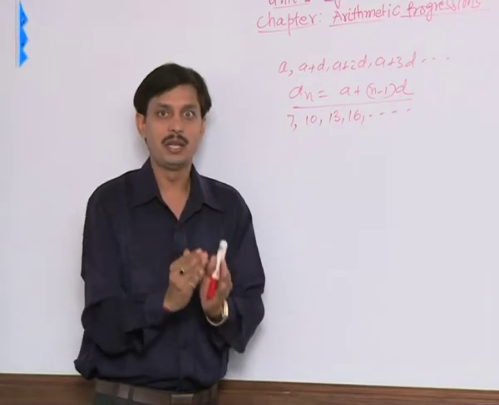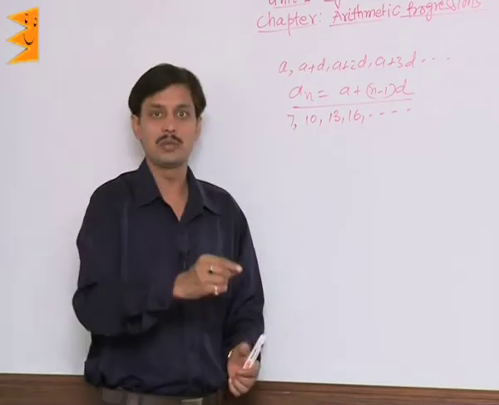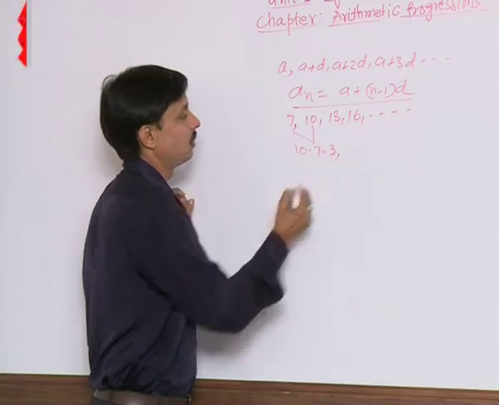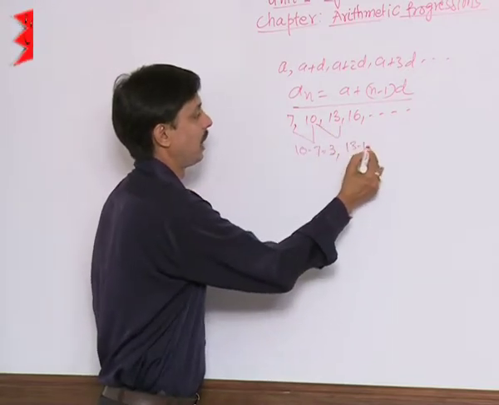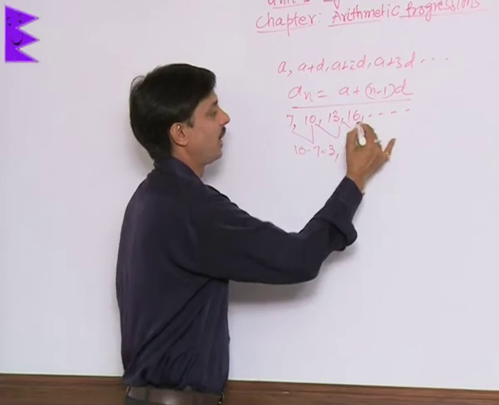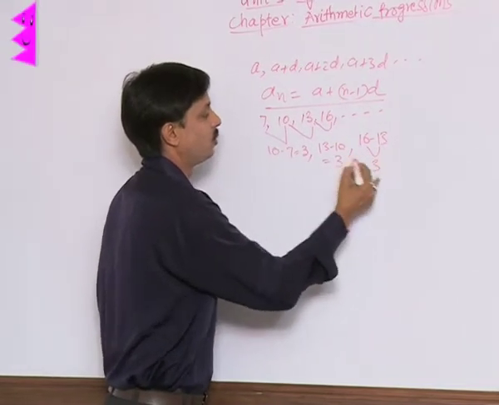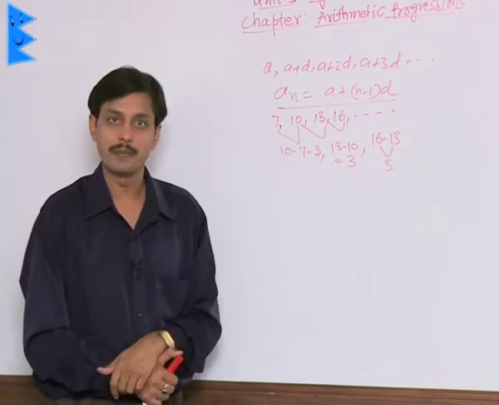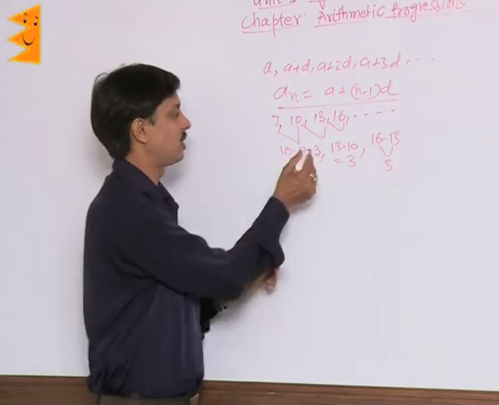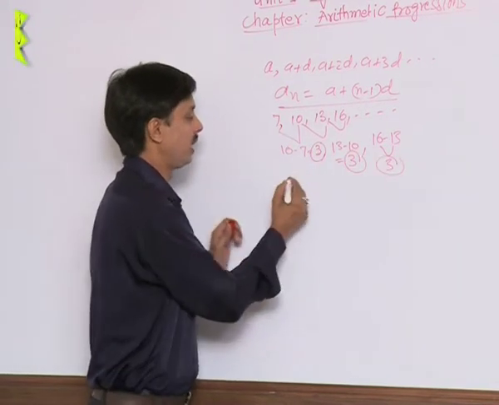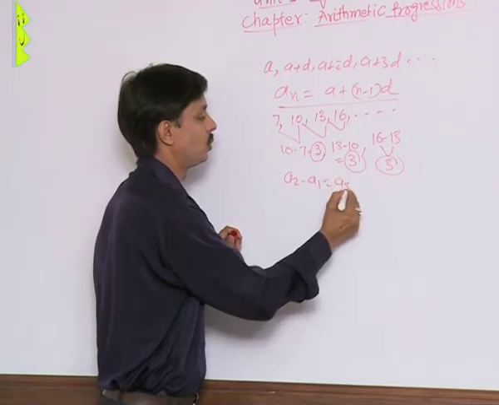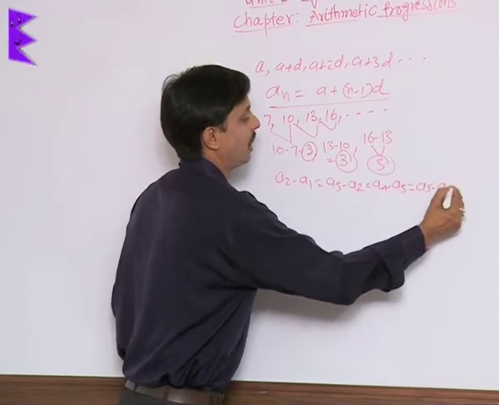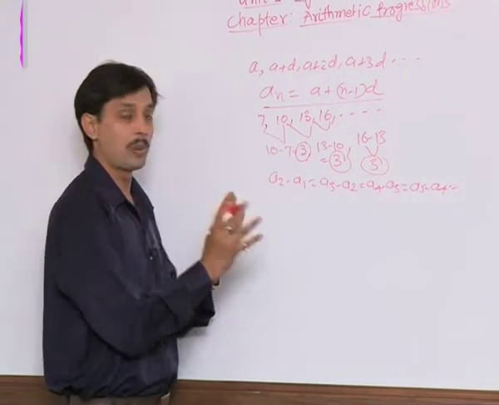We will find the difference of two successive terms. We will notice the difference of 10 and 7 is what? 3. The difference of 13 and 10 is what? 3. The difference of 16 and 13 is what? 3. As the common difference of the successive terms is coming the same, that is, if every time it is coming the same, we can say a2 minus a1 is equal to a3 minus a2 is equal to a4 minus a3 is equal to a5 minus a4 and so on, then the progression is said to be an arithmetic progression.